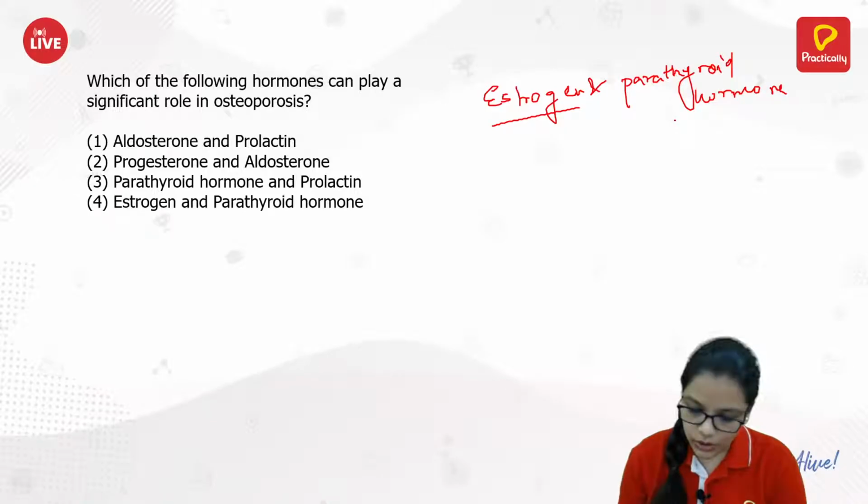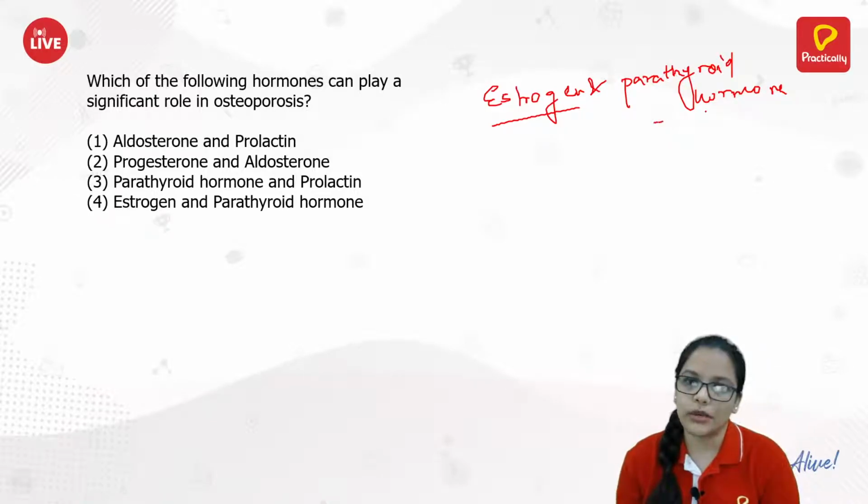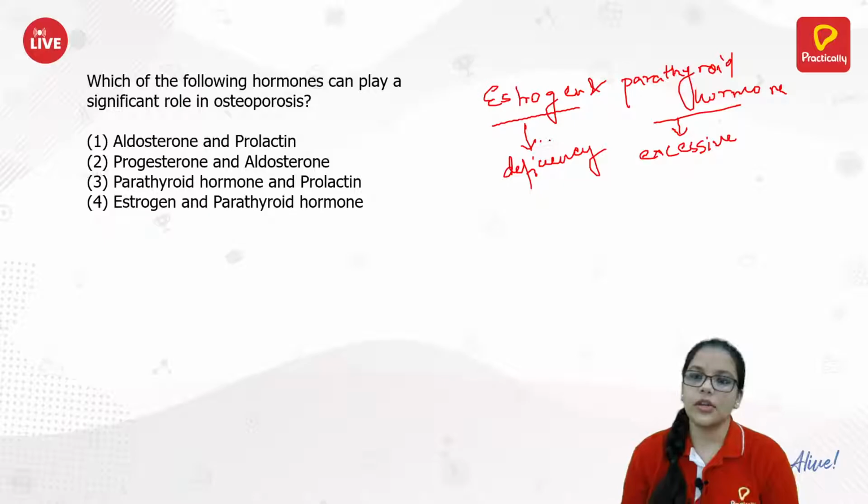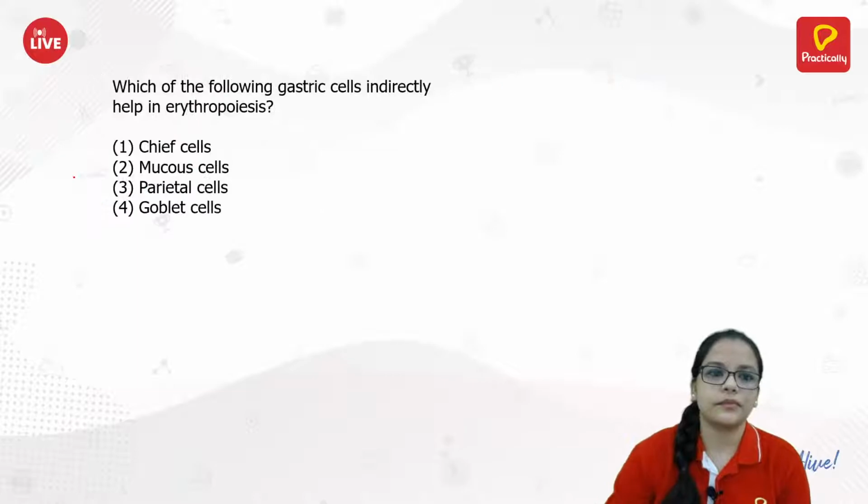Whereas in the parathyroid hormone, what happens? An excessive amount of parathyroid hormone is produced. It's excessive. This is deficiency, and in parathyroid hormone, there is excess. So there is demineralization of the bone, the calcium in the bone. So that is what causes osteoporosis, parathyroid and estrogen.